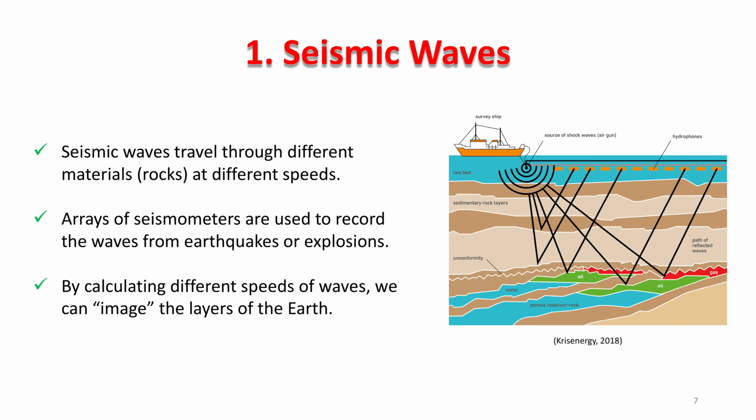So in the image on the right here, I've shown an array which is being towed by a ship, and that ship is sort of making explosions with air guns. The seismometers being towed by the ship are called hydrophones. They're recording the reflections of these seismic waves from the layers inside the Earth, the layers beneath the ocean floor. So it's through these methods that seismologists can determine what the structure beneath the ocean floor is, what material is there, and people find oil using these methods.